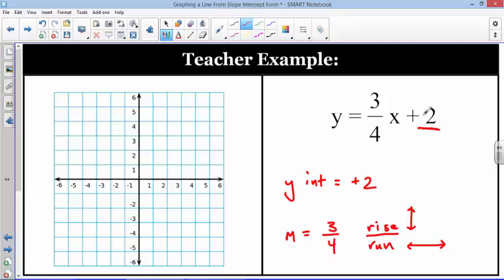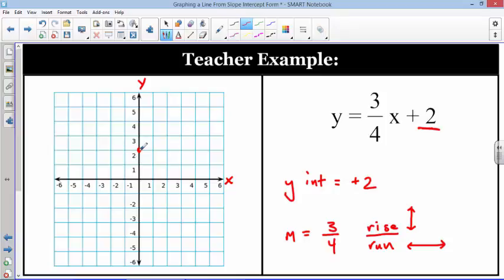So let's go ahead and plot our first point. We know that when x is 0, our y value is our y-intercept. So x is 0. I'll go ahead and label this graph also, x and y. We're not going to be going left or right, we're only going to be going up or down. And our y-intercept tells us to go to positive 2. So I'll go ahead and plot my first point.